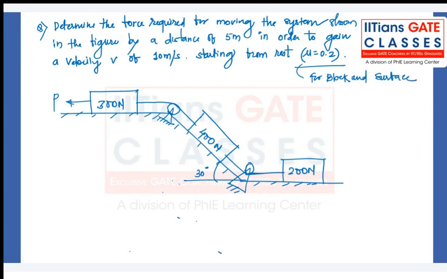So first of all, tell me, you have the D'Alembert's principle, impulse momentum principle, work energy principle. Which of these principles will you use to solve this question? How will you solve this question?